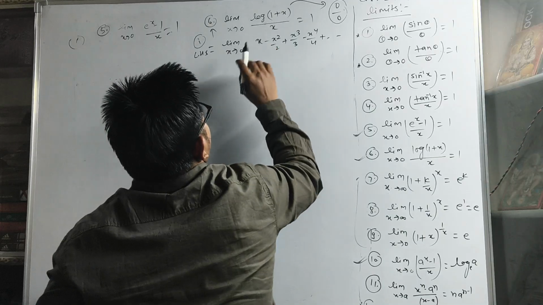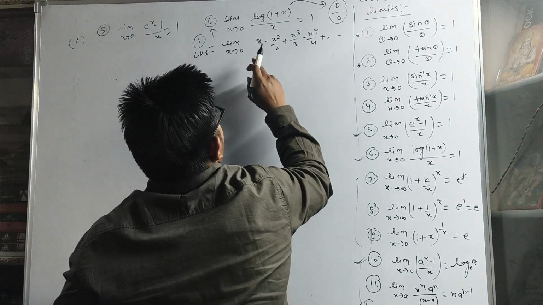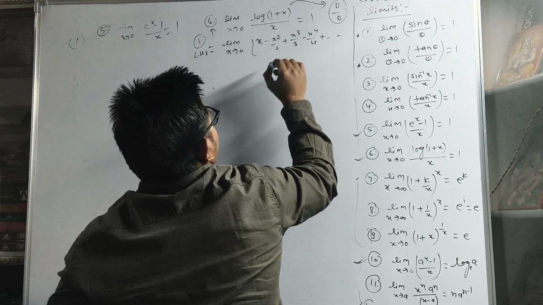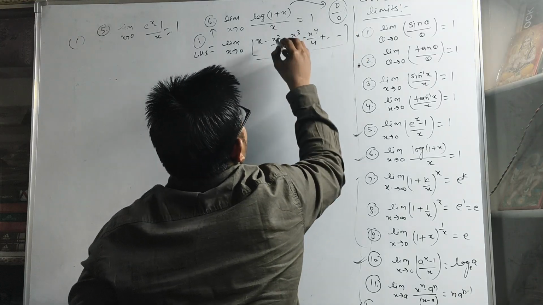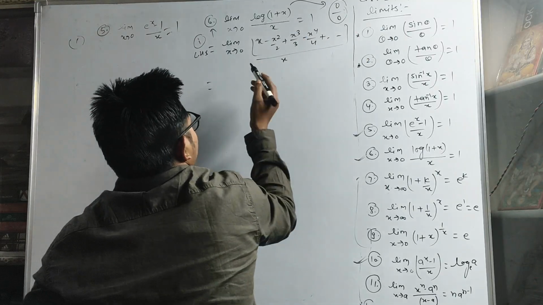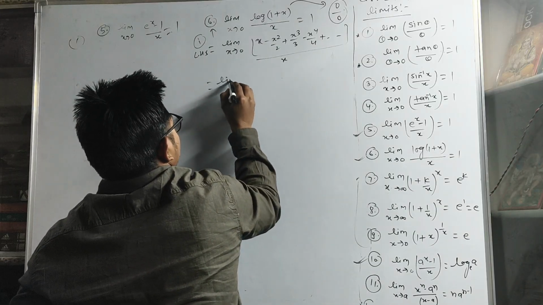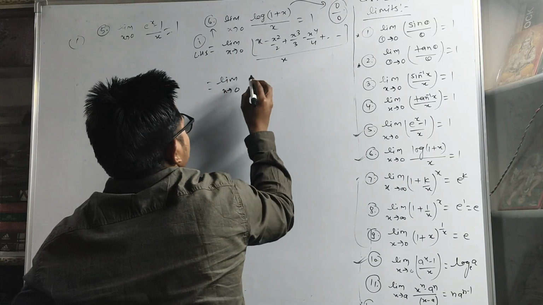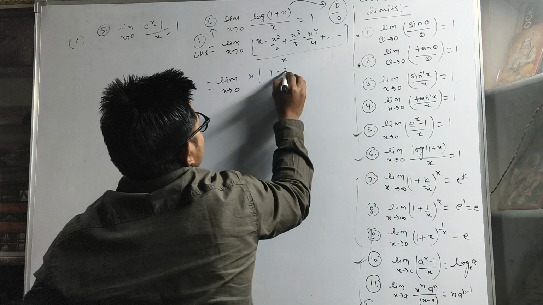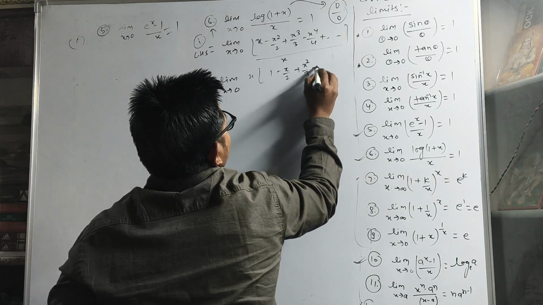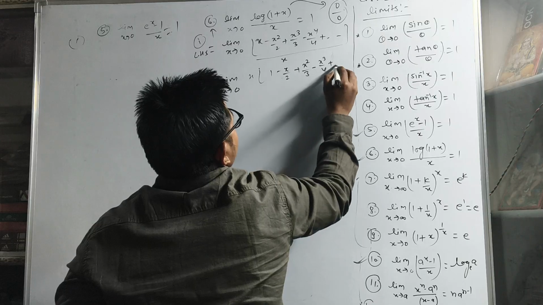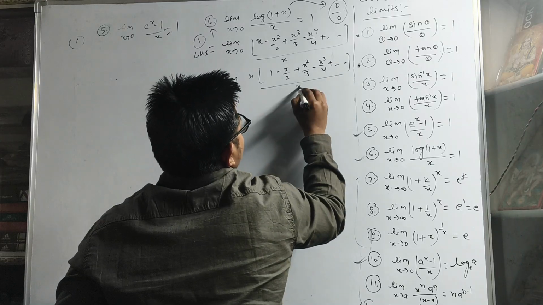So we can simply apply the log(1 plus x) series. It is nothing but x minus x square by 2 plus x cube by 3 minus x to the power 4 by 4 upon x. Okay, if we take x common from the numerator, it will become limit x tending to 0, x times 1 minus x by 2 plus x square by 3 minus x cube by 4 plus and so on, upon x.